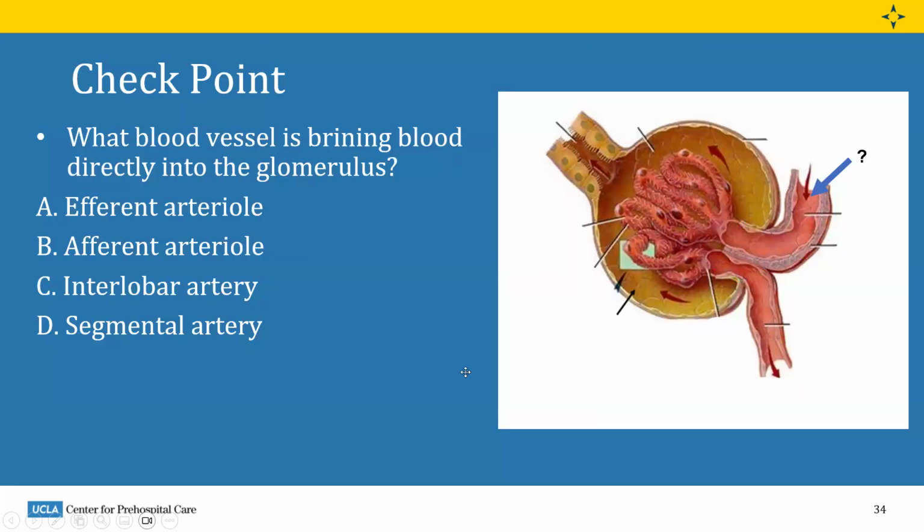Okay. So let's do a checkpoint. What blood vessel is bringing blood directly into the glomerulus? So is that our efferent arteriole, our afferent arteriole, our interlobar, or our segmental artery? Okay. So it's our afferent arteriole. Efferent comes off here, and interlobar and segmental are way off in between our renal medullas, our renal pyramids.